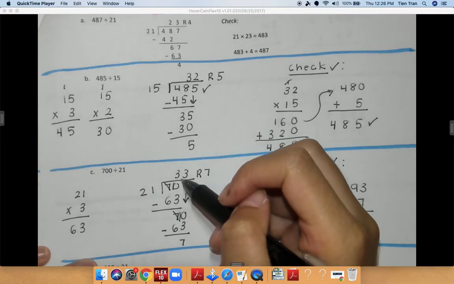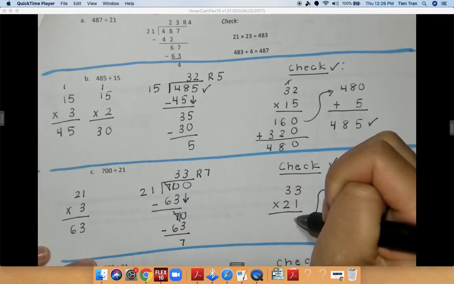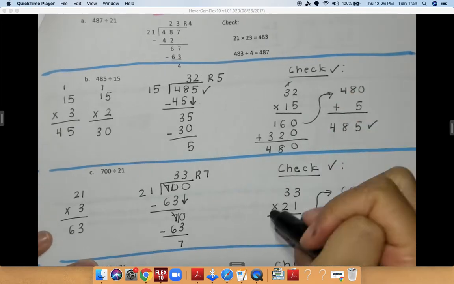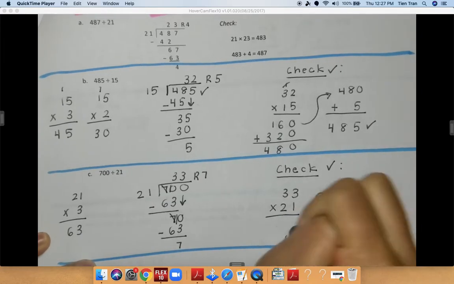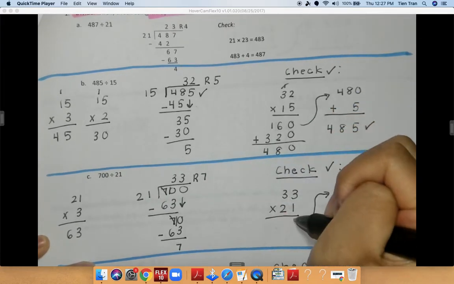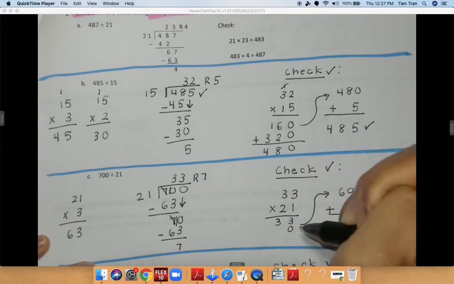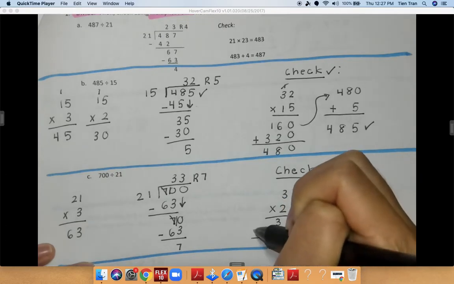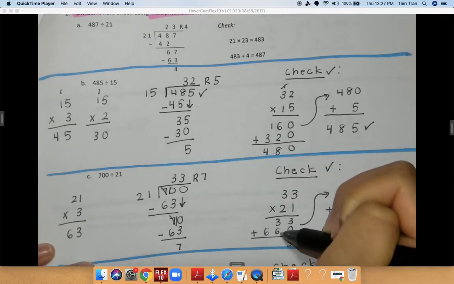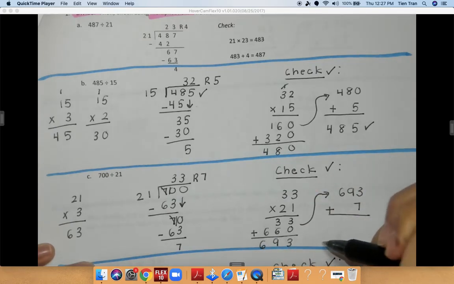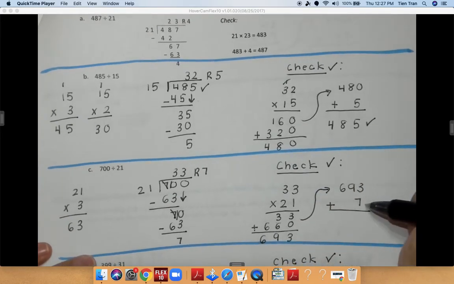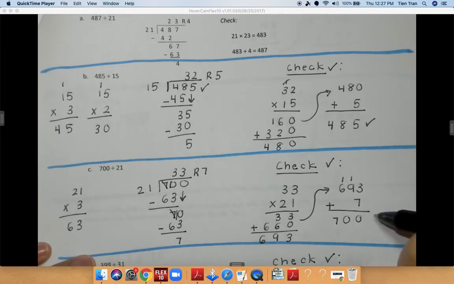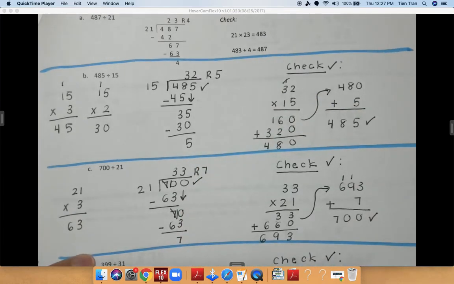So now I'm going to multiply 33 times 21. 1 times 3 is equal to 3. 1 times 3 again is equal to 3. Bring down my 0. I'm going to make this smaller so that my answer is not squished. So 1 times 3 is 3. 1 times 3 is 3. Bring down my 0. 2 times 3 is 6. 3 times 2 is 6. Add everything together. 3 plus 0 is 3. 6 plus 3 is 9. Bring down my 6. I get 693 plus 7. 7 plus 3 is 10. 9 plus 1 is 10. 6 plus 1 is 7. So 700 and 700 are both correct.